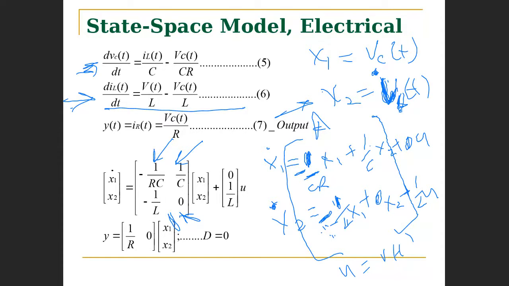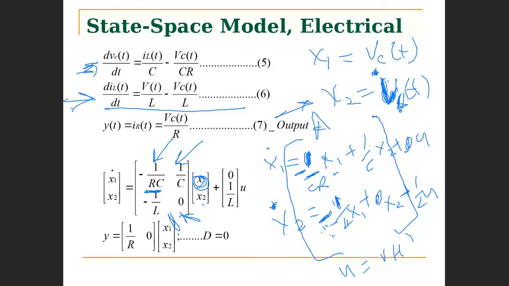When we're doing vectors and matrices, we can extract the coefficients. Look carefully, row by column. This term times x1; if we expand the matrices, we're going to get minus 1 over RC times x1. Row by column again: 1 over C times x2. Plus 0 times U.